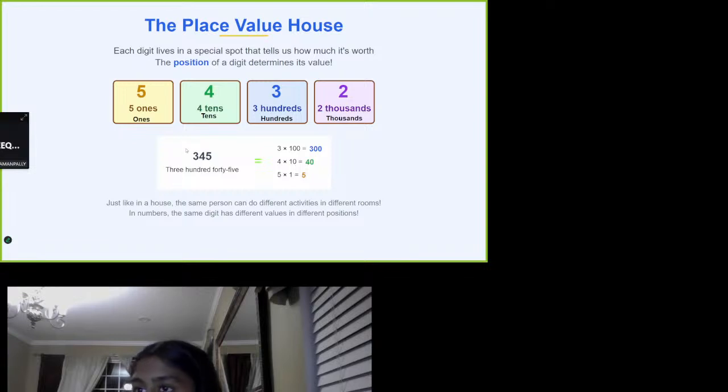For example, the number 345 is made up of digits. So 3 times 100 equals 300, 4 times 10 equals 40, and 5 times 1 equals 5, which sums up to 345. Just like in a house, the same person can do different activities in different rooms. In numbers, the same digit has different values in different positions.